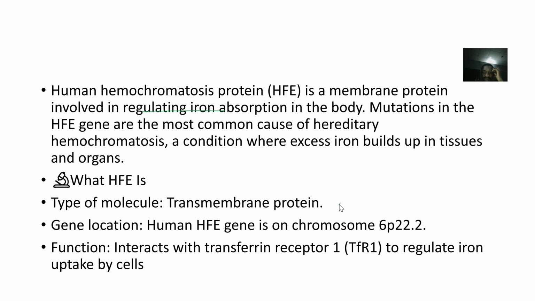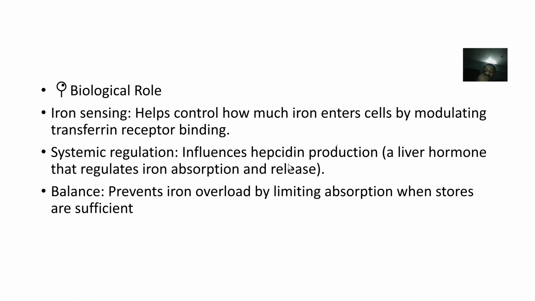So we're now talking about the normal function. If it's mutated, that's when you have the abnormal iron buildup because there's nothing to regulate iron. So biological role, iron sensing. It helps to control how much iron enters the cell by modulating the transferrin receptor binding. Then also systemic regulation. It influences what? Hepcidin production, a liver hormone that regulates iron absorption and release.